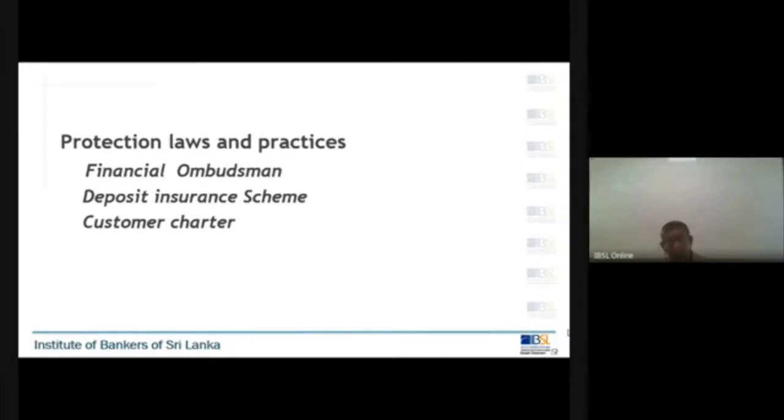And how that role protects customers. What is the deposit insurance scheme? Have you learned these three things in any other subject? Not yet.